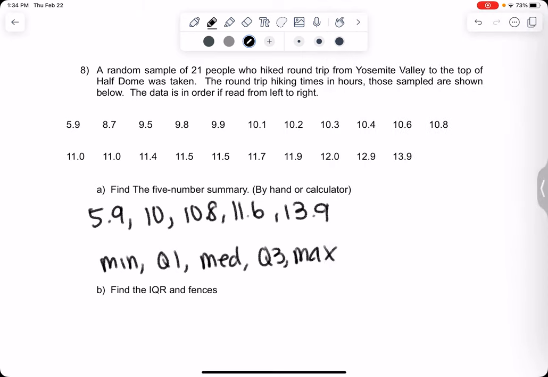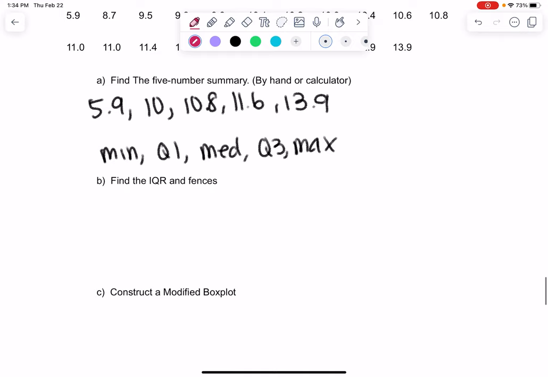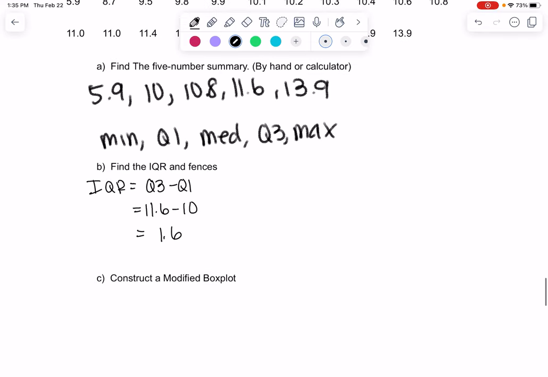All right, let's finish this up. So the IQR, these are just formulas you should have written down, but if you practice enough, sometimes you memorize them unintentionally. Q3 minus Q1, 11.6 minus 10, with or without a calculator, that's 1.6. And then we need to find the fences for outliers. So the lower fence is Q1 minus 1.5 IQR, and then upper is Q3 plus 1.5 IQR.